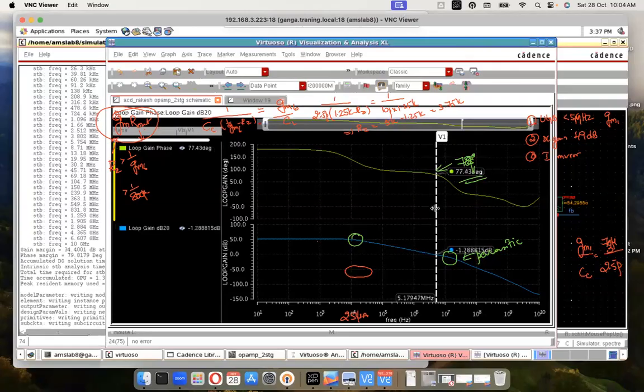Probably the UGB is somewhere here. It's somewhere around 4.5 megahertz. Now the bandwidth is also improved because there is no effect of the second pole on your UGB. You can further improve it by increasing the GM of the input stage. You'll be able to reach 5 megahertz easily. No, it is not at all impossible.